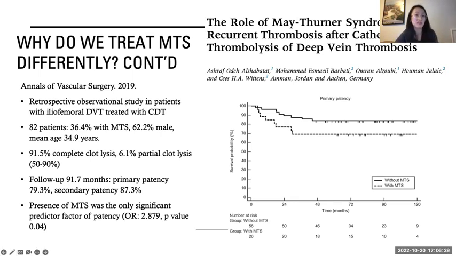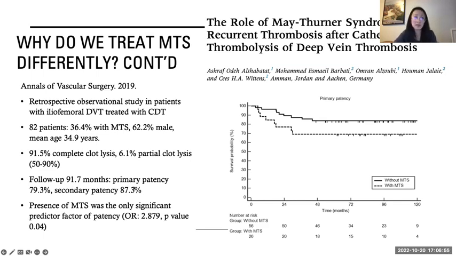And we can see from this study, it was a retrospective observational study in patients with iliofemoral DVT treated with CDT. There were only 82 patients, 36.4% with MTS. Average age was quite young, about 35 years old, but there was 91.5% complete clot lysis. So very, very good results with their CDT. And the follow-up was about 91.7 months.